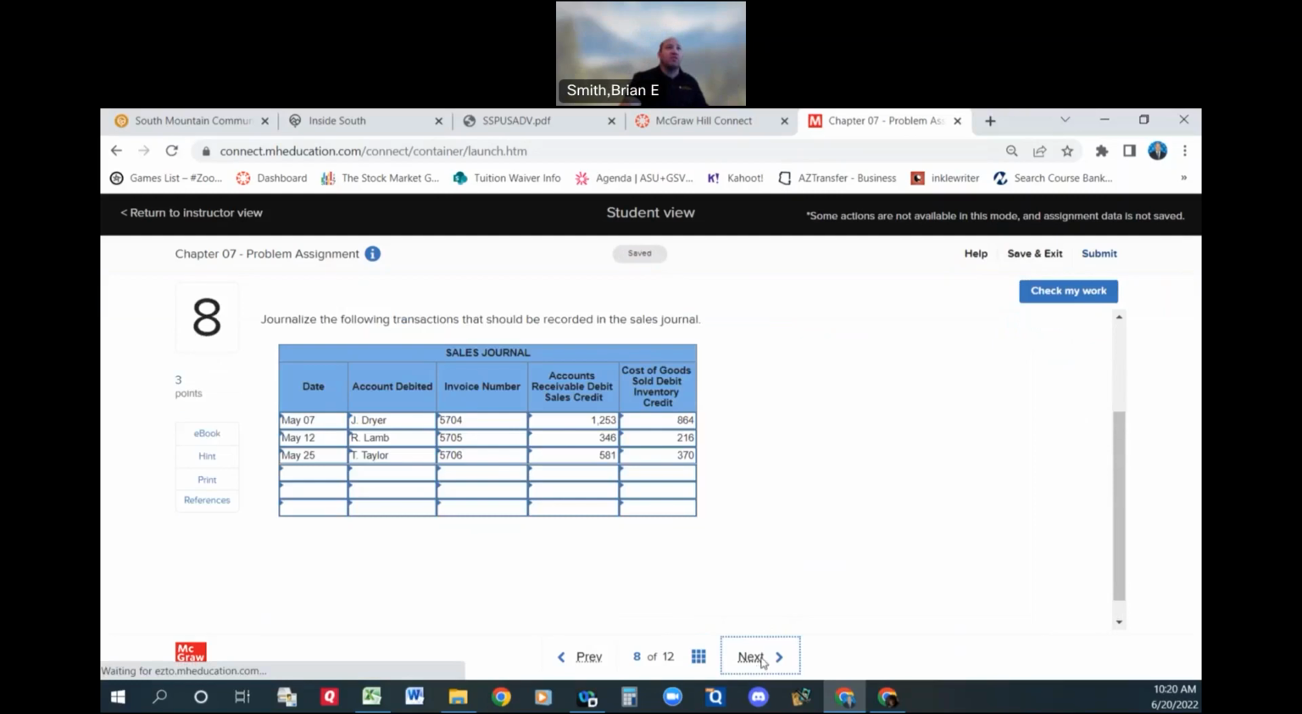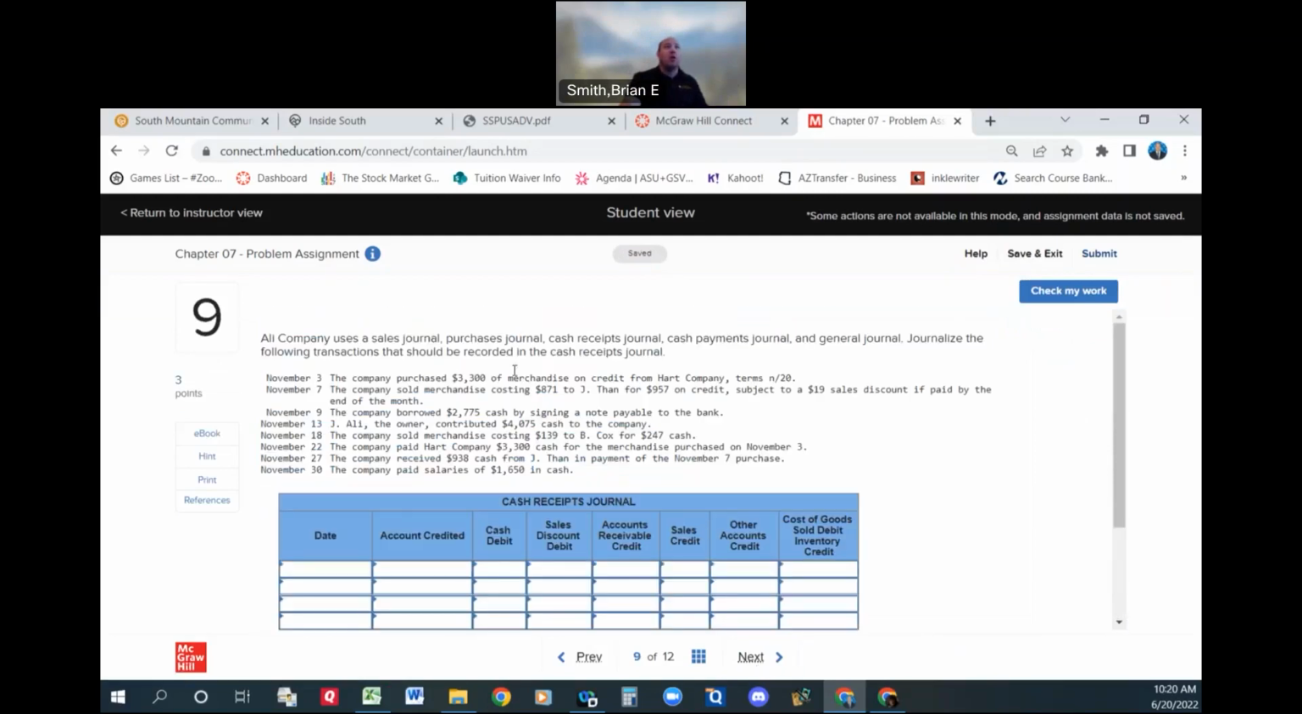Okay, next question. That was the sales. So guess what? Now, what are we going to use? The cash receipts journal. All right, let's look at the cash receipts journal. Company purchased 3,000 of merchandise, credit terms. No, we didn't receive any cash. Sold merchandise costing on credit if they pay by the end of the month. Don't care. Didn't get it. Okay, because we're not getting cash. Company borrowed 2,000. Okay, boom. There we go. That's one we're going to deal with here.